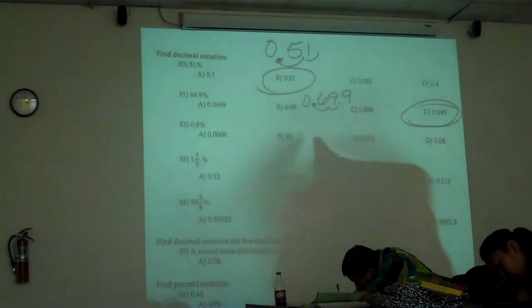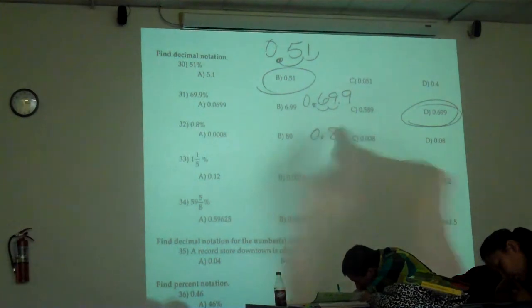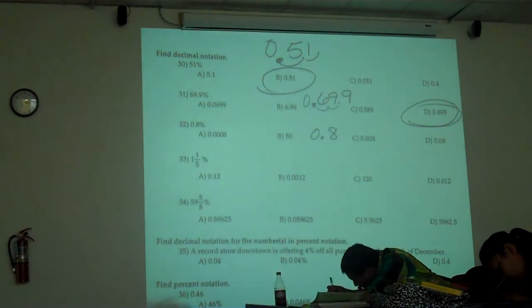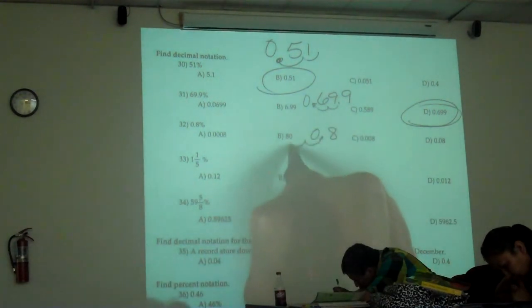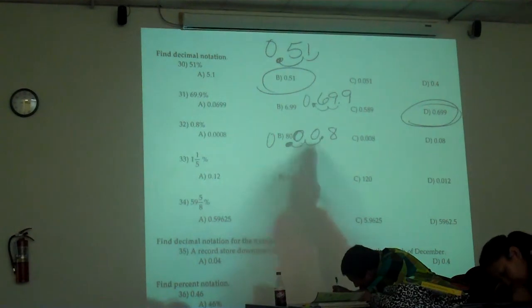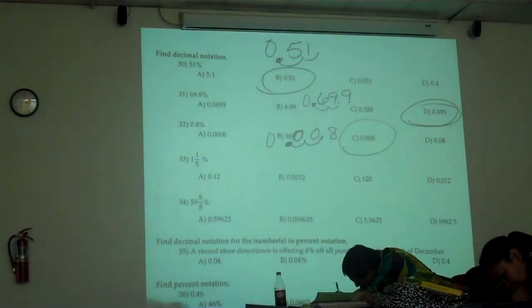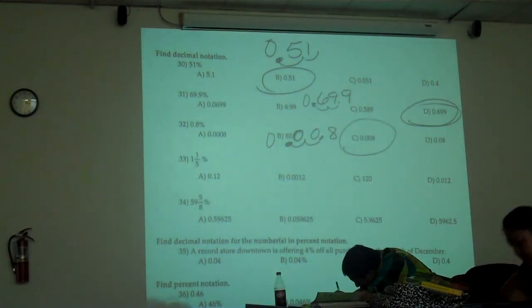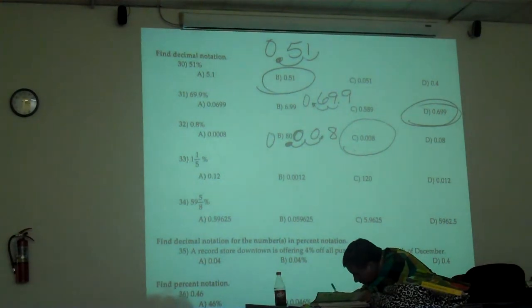Okay. If we have 0.8, we still have to move it back twice from where it's at. 1, 2. That's 0.008. You have to have the right number of zeros, okay? Or it won't be right.